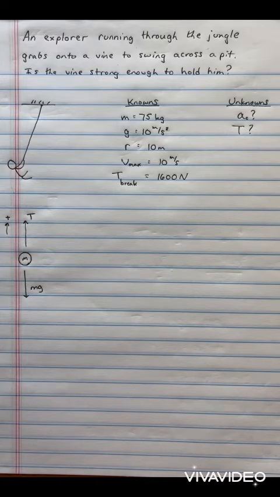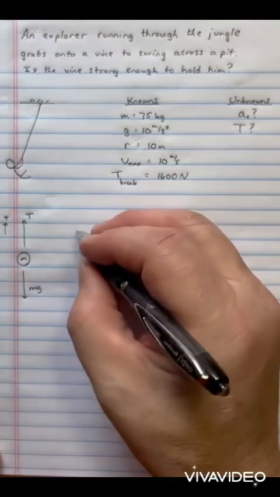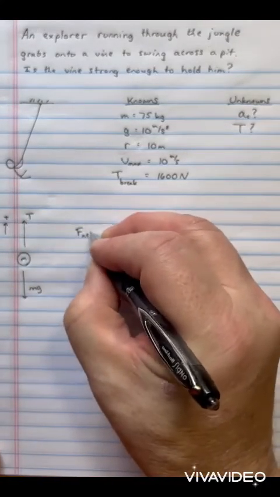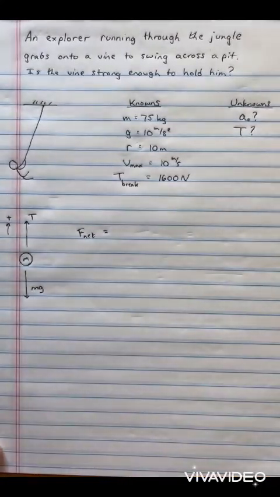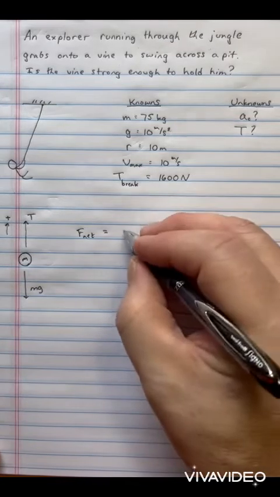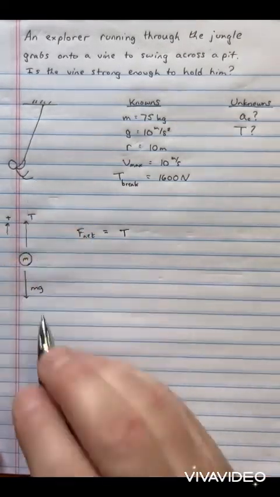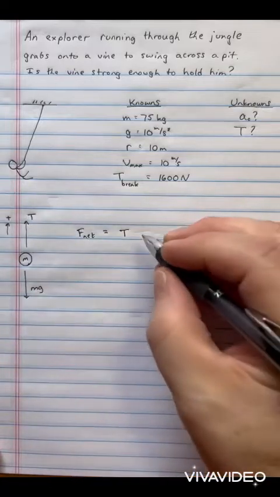Right, so let's go ahead and do our solution. So the net force, or sum of forces, is what? Well, tension going upwards, right? And weight of our explorer going downwards.